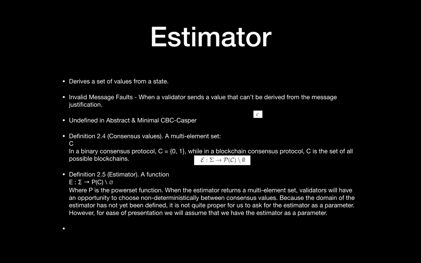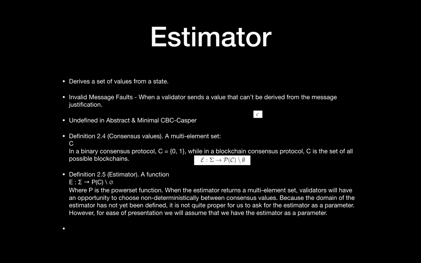The estimator itself is undefined in the abstract and minimal CBC Casper, and this is mainly because it's unique for the type of consensus protocol you derive from those families. So the binary one is going to be different than the integer one, because you have different types of values and different ways of deriving those values from the justification.